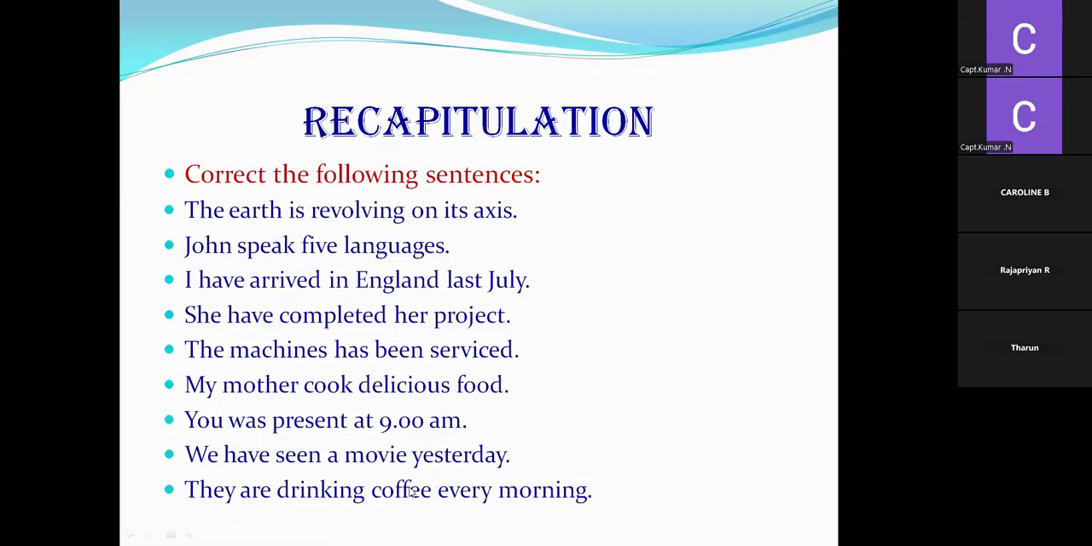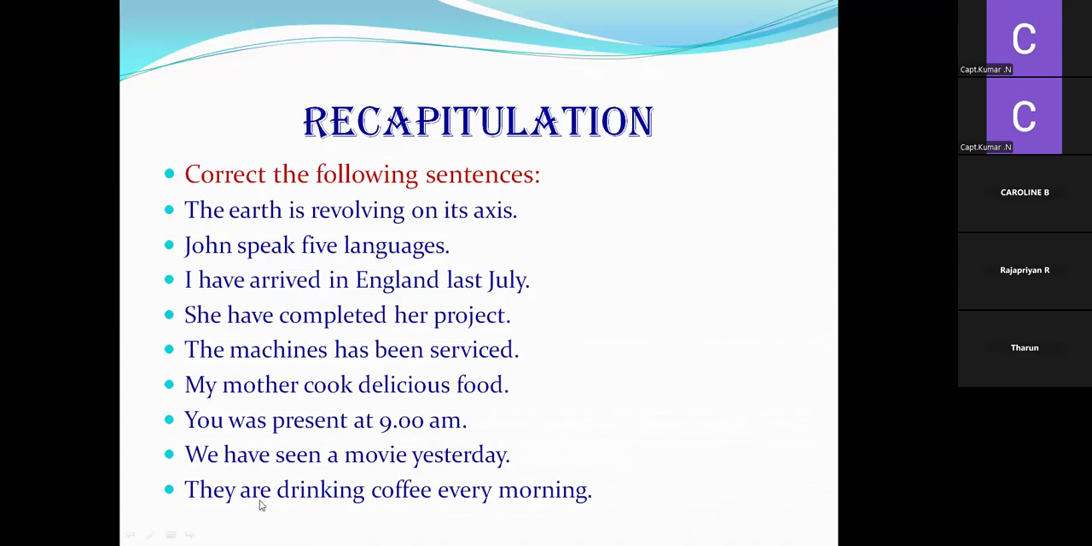Now, see this sentence. They are drinking coffee every morning. Here the adverb every morning is given. That means what type of activity it is? Daily routine, isn't it? Every day morning I drink coffee. So routine or habit or regular activity, what tense form should be used? Yes, the tense form that should be used is simple present tense.